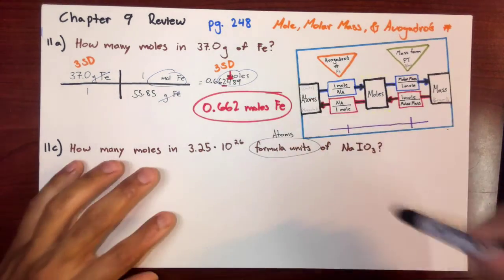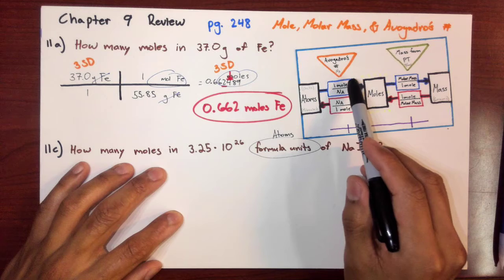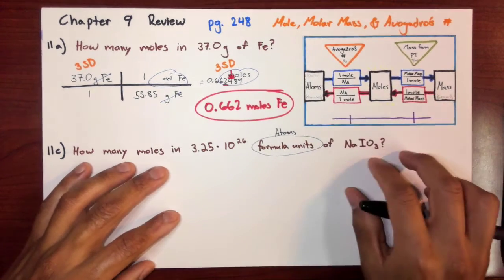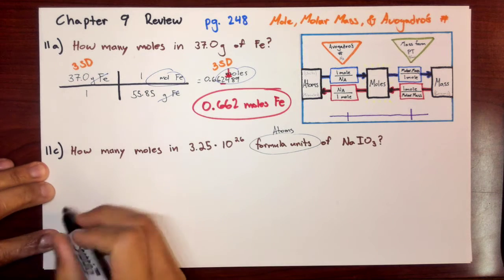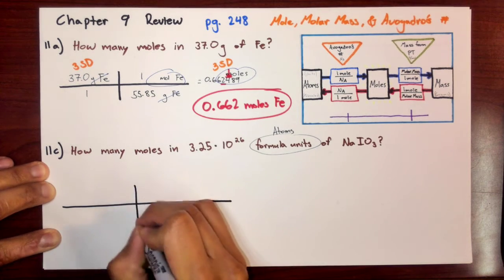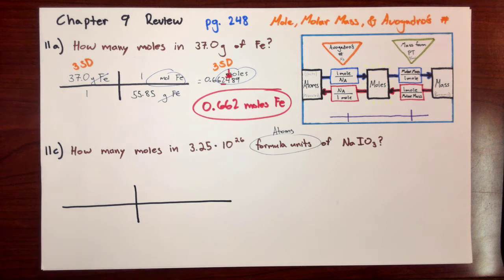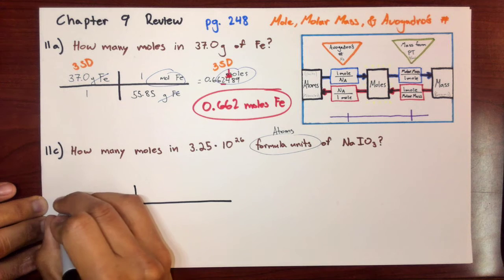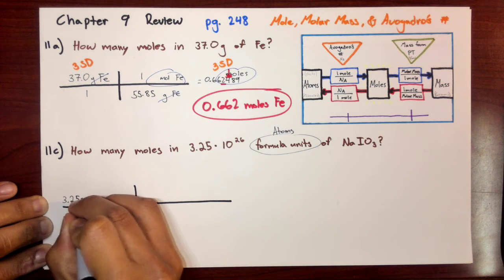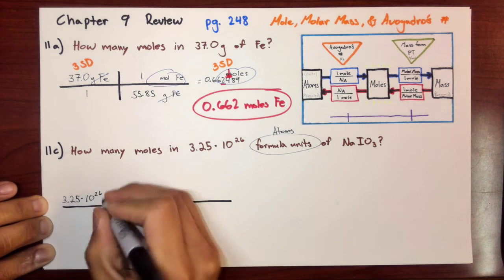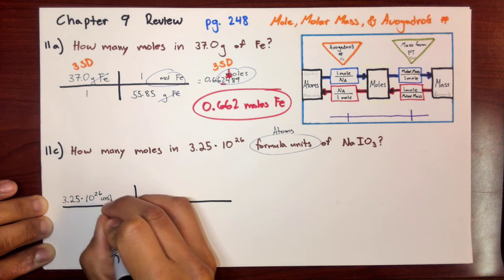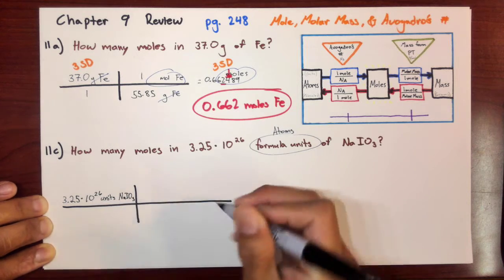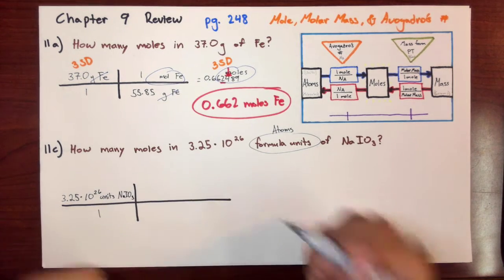Only one column, where we are going to have the conversion factor be something that is 1 mole over Avogadro's number. So let's go ahead and set up that bridge notation right here. We can do it a little bit bigger. Okay, so we start off with the atoms that they gave us: 3.25 times 10 to the 26 units, I'm just going to write units, of sodium iodate, over 1.